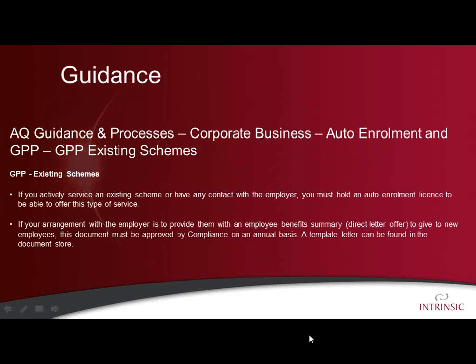So the first point that I'd like to make, or where to direct you to, is the group personal pension guidance available on the intrinsic extranet. It's available under the AQ Guidance and Processes tab along the left-hand side, and then under Corporate Business. It's on to Auto-Enrollment and GPP, and then along to GPP Existing Schemes.